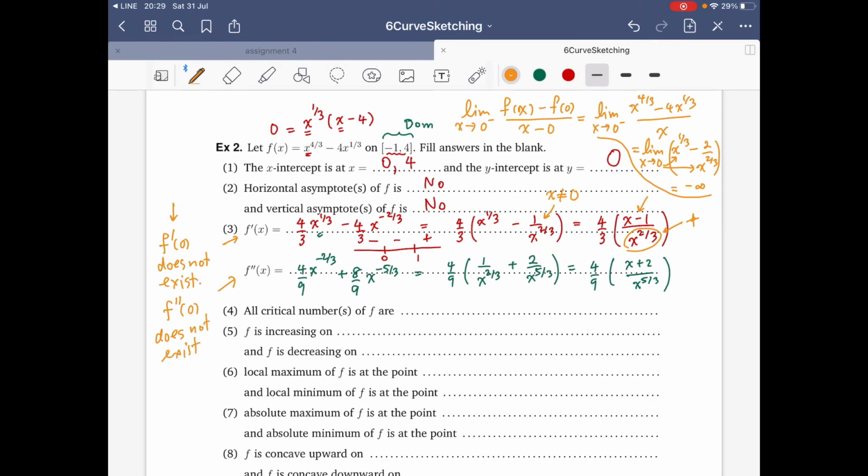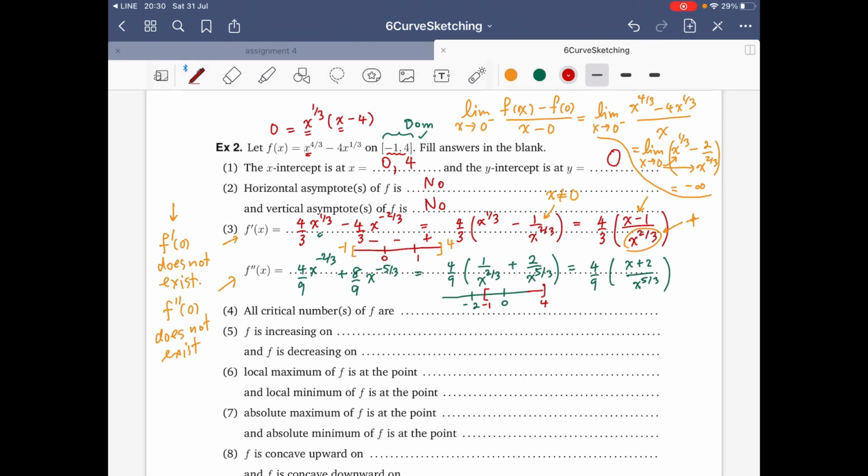Oh, by the way, this one cannot go beyond -1 and 4, right? So this one you have -2 and then 0, but the -2 is outside this interval. So it means that here -1 and 4 right here.